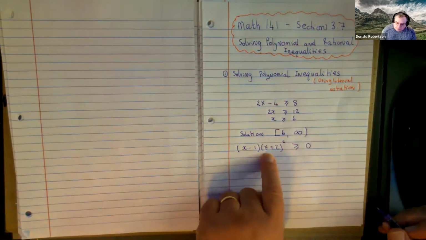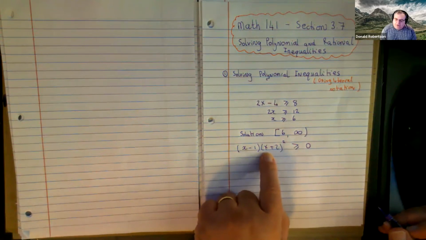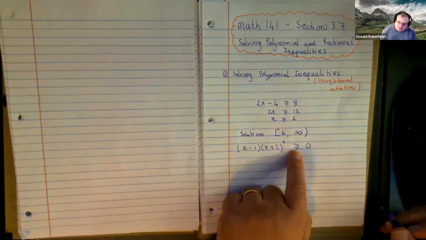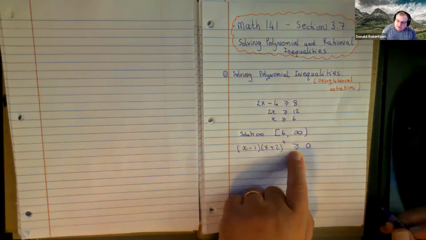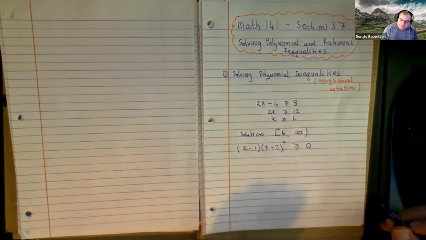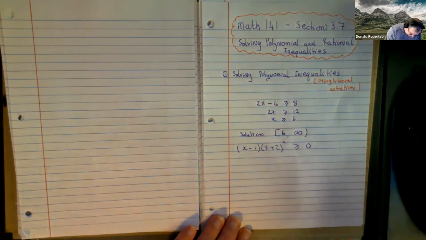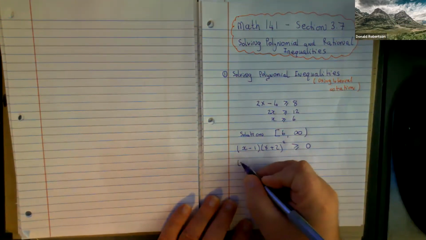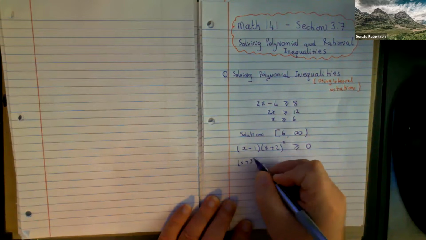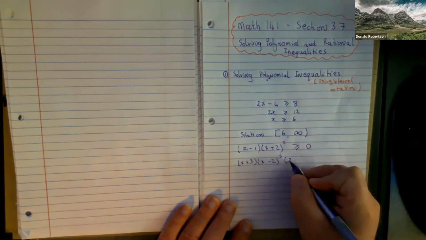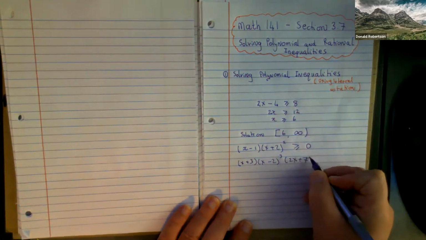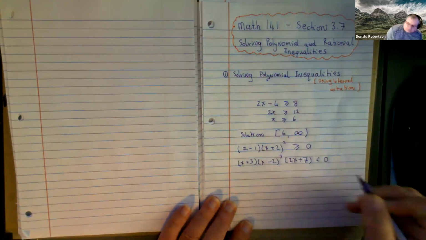This is a polynomial, but it's all been factored for you. And you're typically going to solve for what values of x is this thing going to be greater than or equal to 0. And that's your goal. Another one might be something like x plus 3, x minus 2 cubed, 2x plus 7, let's say less than 0.